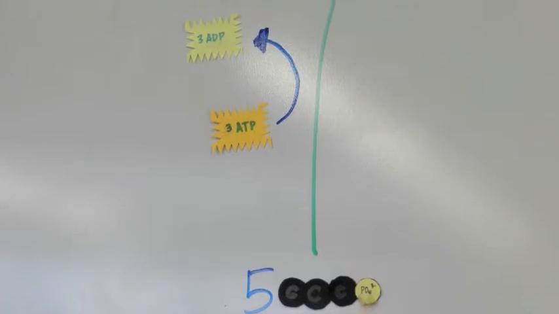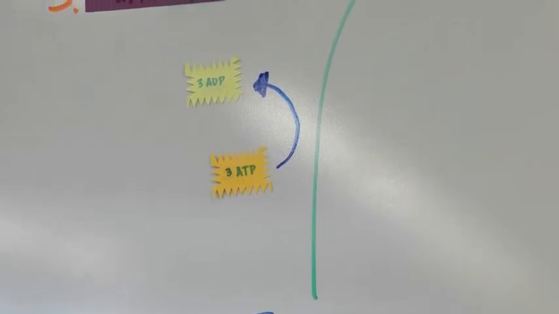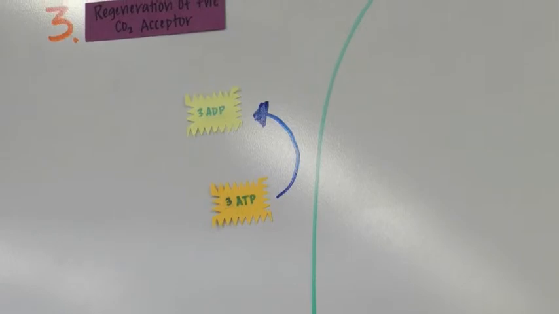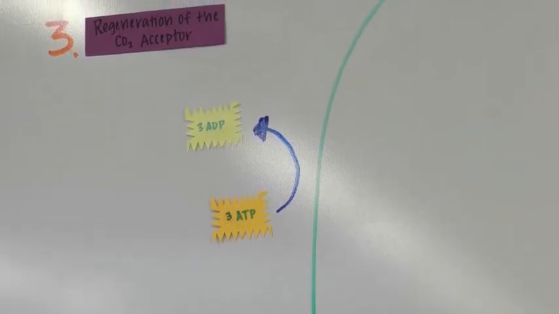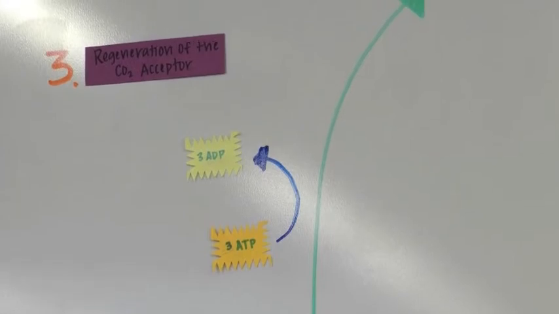The third phase of the Calvin cycle is called regeneration of the CO2 acceptor. As you may remember from the very beginning, the molecule that accepts the carbon as it first enters the cycle is a 5-carbon molecule called RuBP. So in this third phase of the cycle, RuBP is regenerated. First, 3 ATP are used in this process, and they turn into ADP.